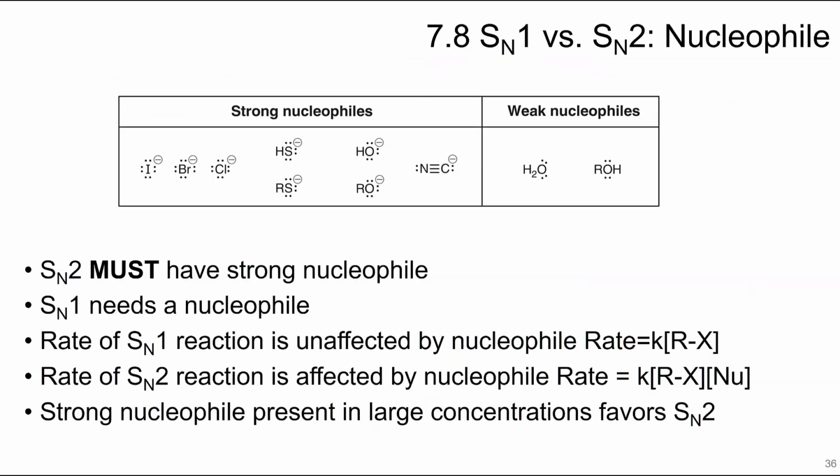So when we're looking at the nucleophile, we mentioned a while ago that SN2 must have a strong nucleophile, so it must be negatively charged. In the SN1, it's forming a carbocation, so it just needs a nucleophile, so it can be a weak one. The rate of an SN1 reaction is not affected by the nucleophile, it only depends on the substrate, whereas the rate of an SN2 reaction is affected by nucleophile as well as the substrate. So a strong nucleophile present in large concentration favors SN2.